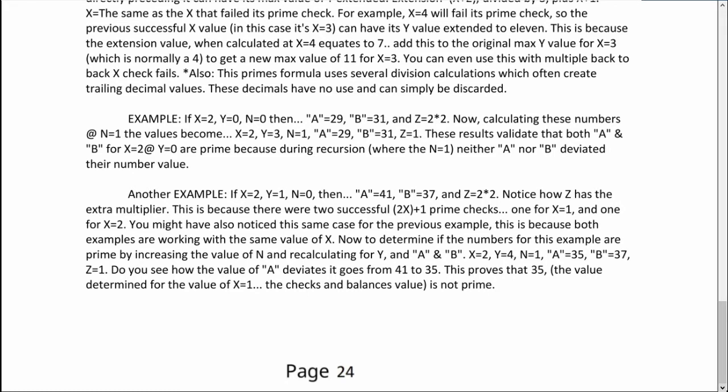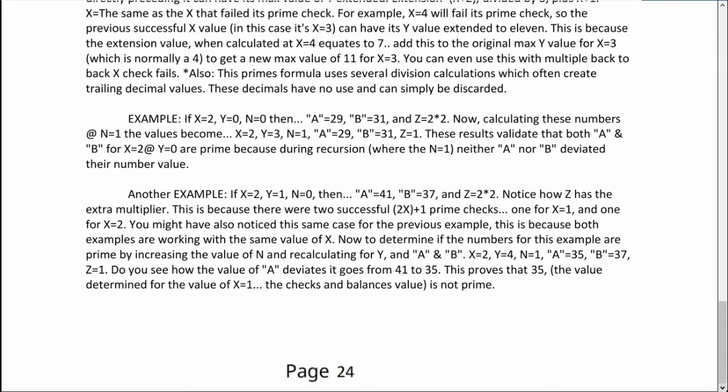Example: if x equals 2, y equals 0, n equals 0, then a equals 29, b equals 31, and z equals 2 times 2. Now, calculating these numbers at n equals 1, the value becomes x equals 2, y equals 3, n equals 1, a equals 29, b equals 31, and z equals 1. These results validate that both a and b for x equals 2 at y equals 0 are prime because during recursion where n equals 1, neither a nor b deviated from the number value.